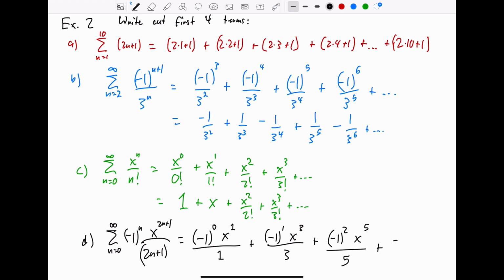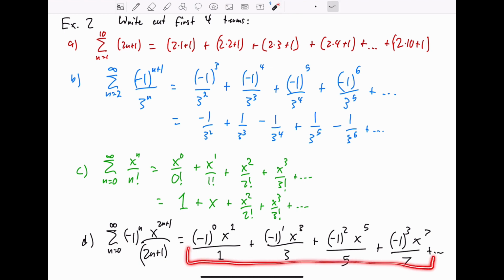Let's write one more term, -1 cubed, x to the 3 times 2 is 6 plus 1, 7, divided by 7. And once again, this is an infinite series, so it keeps on going. But here are the first 4 terms of the expanded sigma notation. This series is another one that we'll see again, and it has a very useful and important meaning.